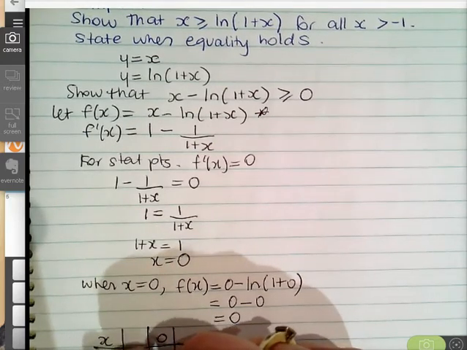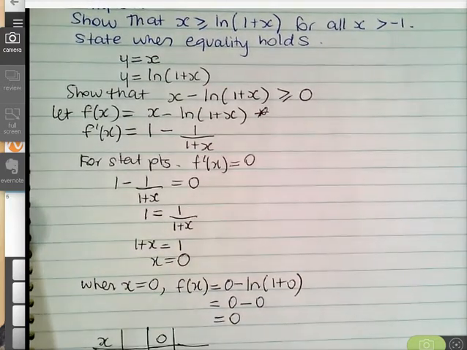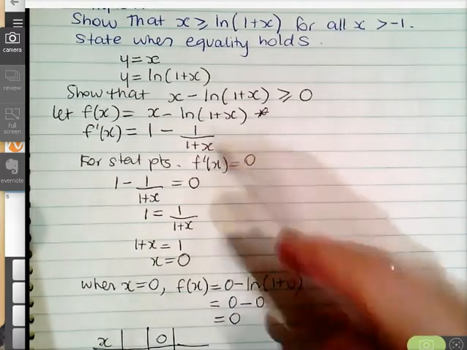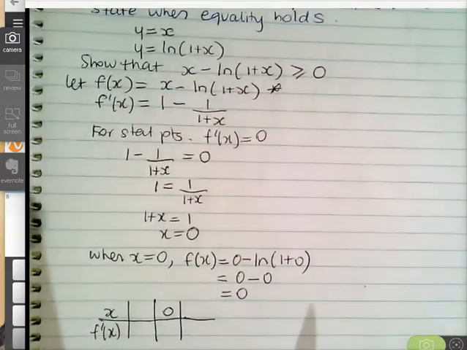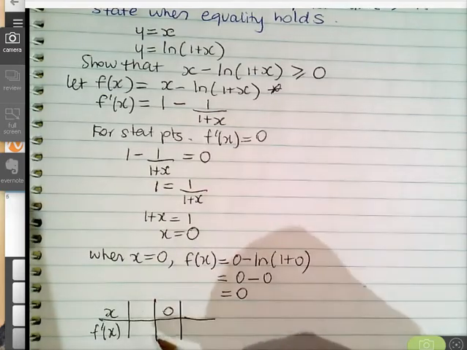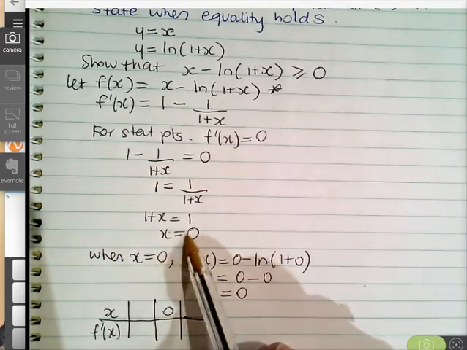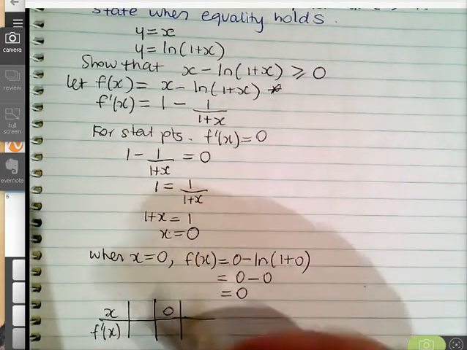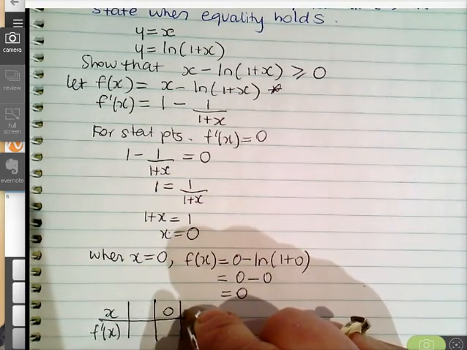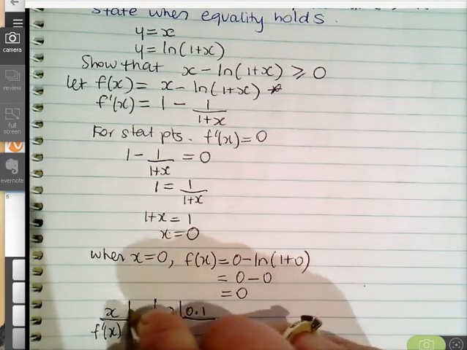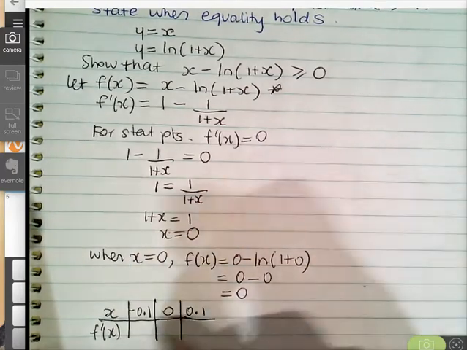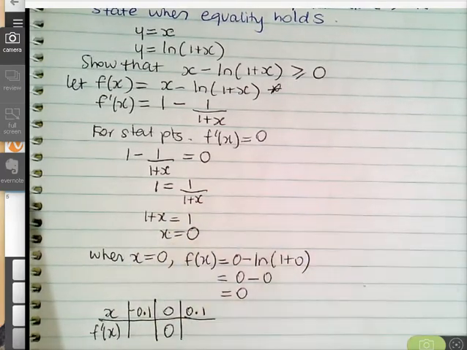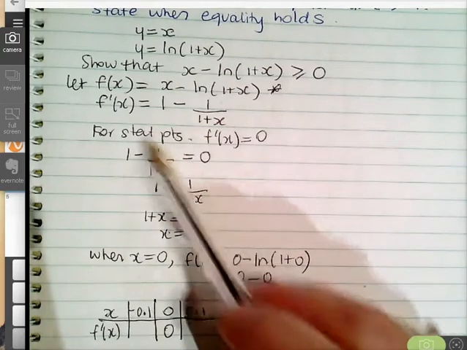Instead of doing the second derivative, I'm not going to differentiate this again. I'm going to look at the first derivative on either side of x equals 0. We know we've got a stationary point at x equals 0, and I'm just looking at its nature. If I look at something like 0.1 and something a little bit below 0, like negative 0.1, here's my f'(x).